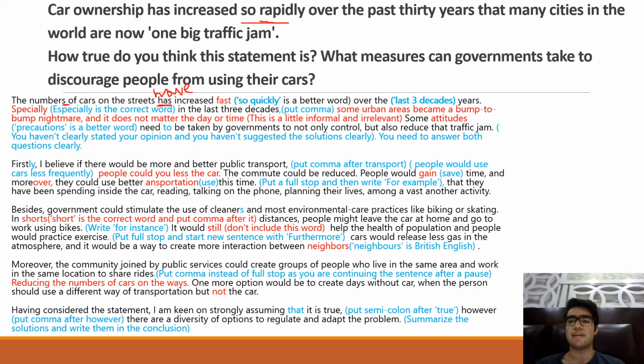You said "over the years", but you shouldn't say "over the years". You should say "over the last 3 decades", because you should mention the year. I know that you have mentioned the last 3 decades in the next sentence, but you should mention it in the first sentence. "Has increased so quickly over the last 3 decades."